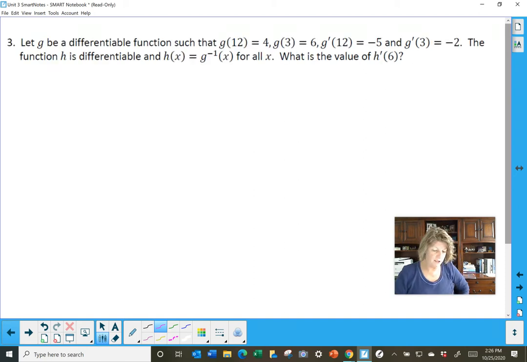Number 3, let g be a differentiable function such that g of 12 equals 4, g of 3 equals 6, g prime of 12 equals negative 5, g prime of 3 equals negative 2. The function h is differentiable, and h of x is the inverse of g for all x. What is the value of h prime of 6?